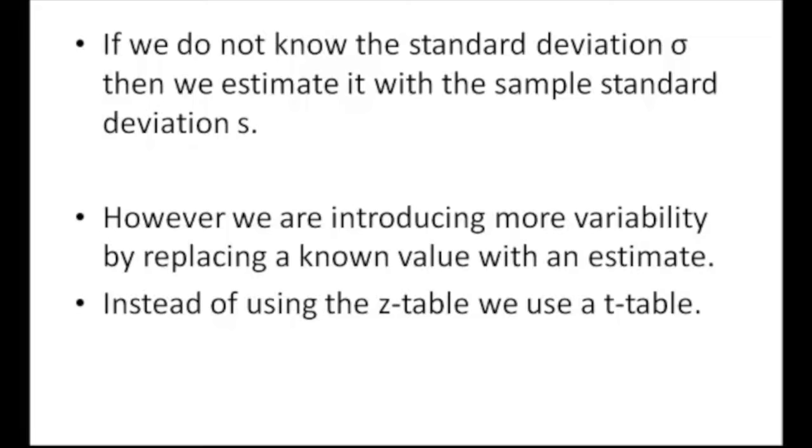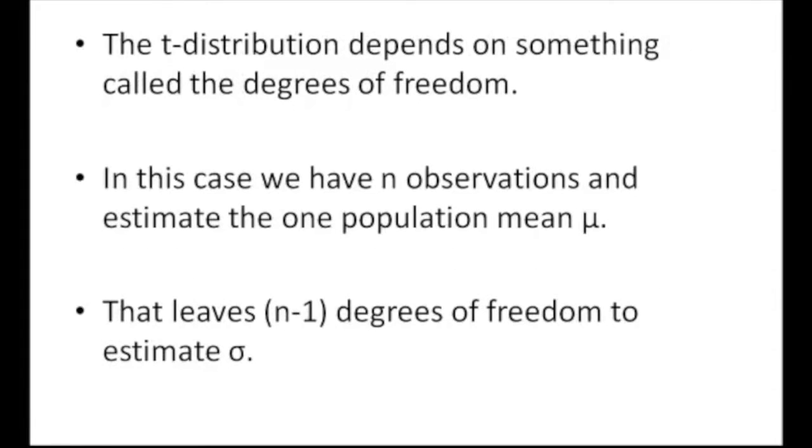We now look at the case where the standard deviation is unknown. If we do not know the standard deviation sigma, then we estimate it with the sample standard deviation s. However, we are introducing more variability by replacing a known value with an estimate. Instead of using the z-table, we use a t-table. So we use the student's t-distribution.